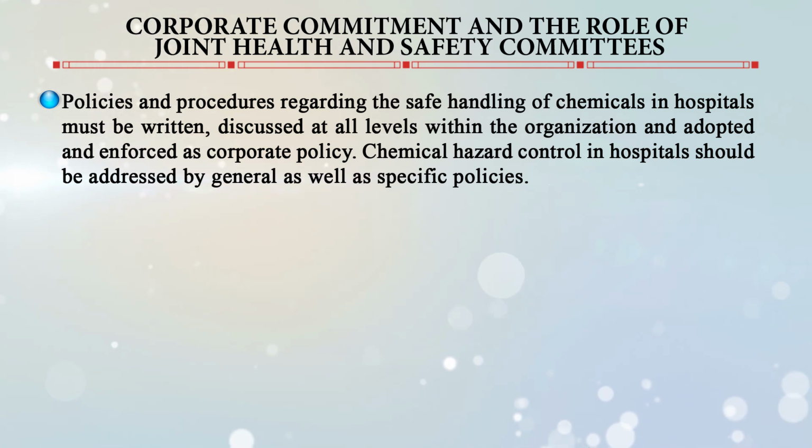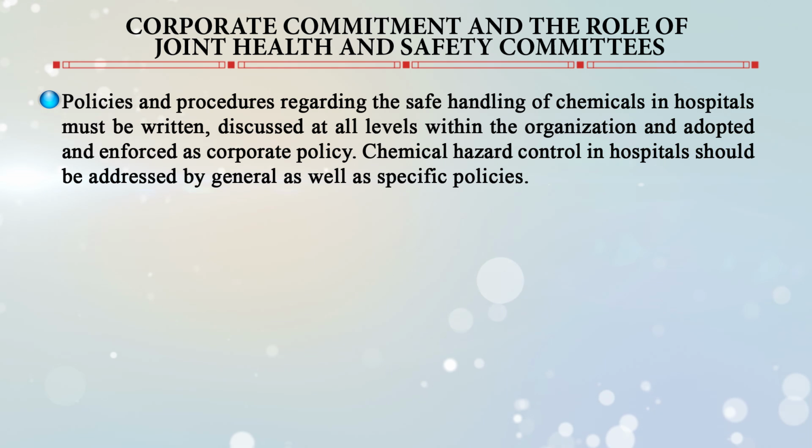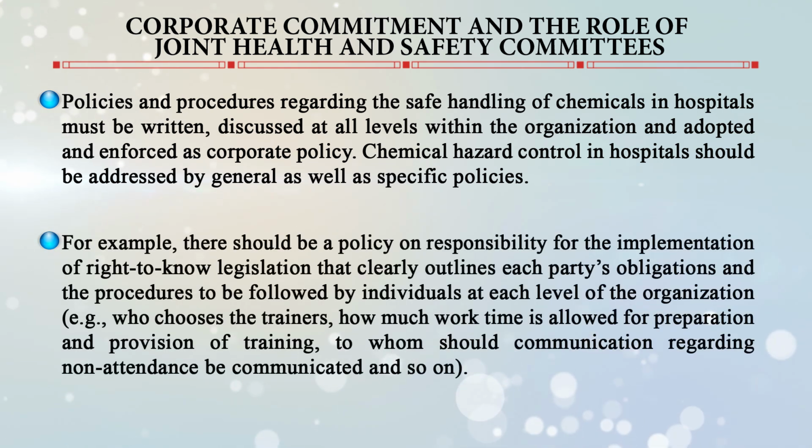And also chemical hazard control in hospitals should be addressed by general as well as specific policies. For example, there should be a policy on responsibility for the implementation of right to know legislation that clearly outlines each party's obligations and also the procedures which will be followed by the individuals at each level of the organization. For example, who chooses the trainers? That is also most important, even though they are very small steps. And then how much work time is allowed for the preparation and provision of training, and to whom communication regarding non-attendance should be directed, and like this.